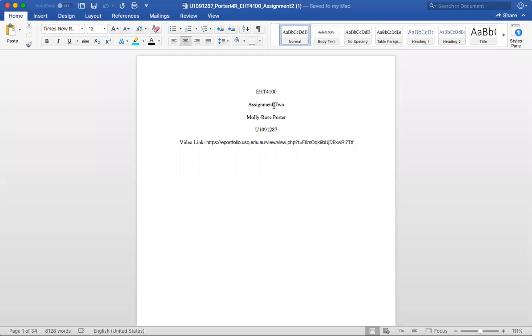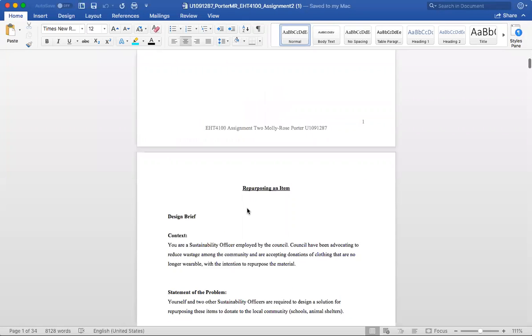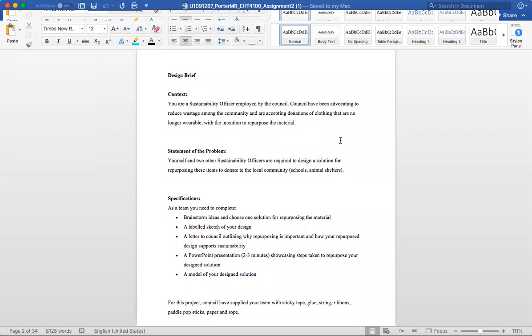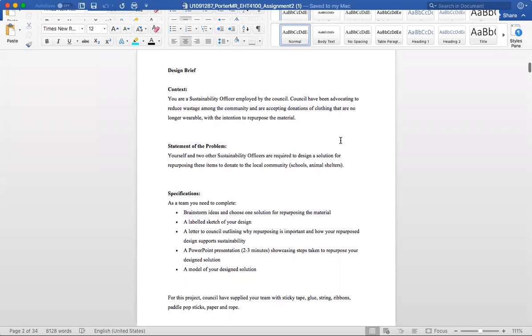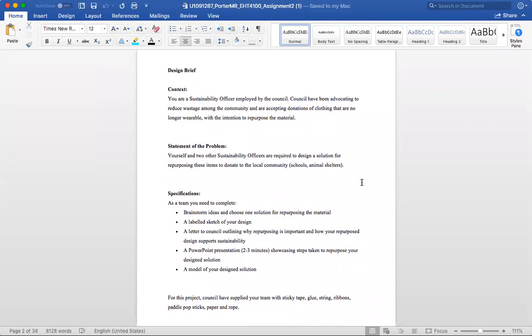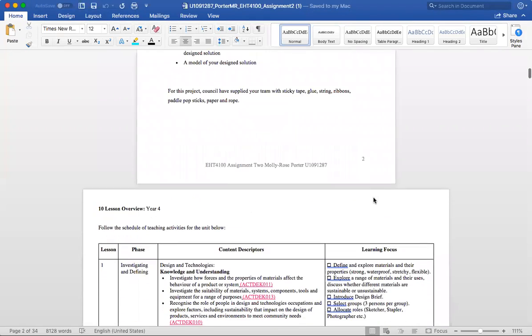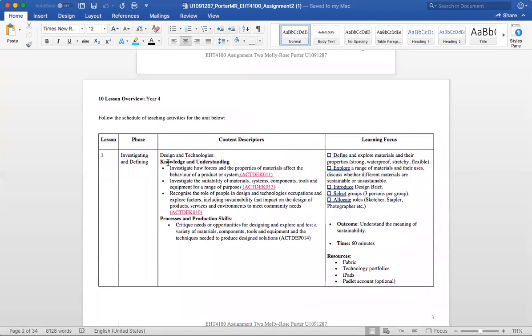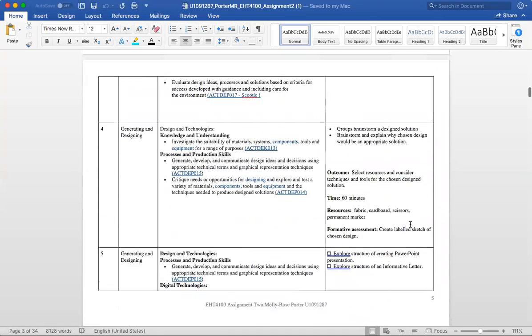My EHD 4100 assignment 2 poses a problem to students. The problem is that students are a sustainability officer. The council have been advocating to reduce wastage and therefore accepting donations of clothing that is no longer wearable. Students are required to repurpose the material, and this assignment connects to the design and technologies curriculum through knowledge and understanding and processes and production skills.